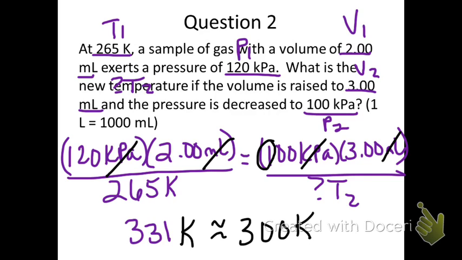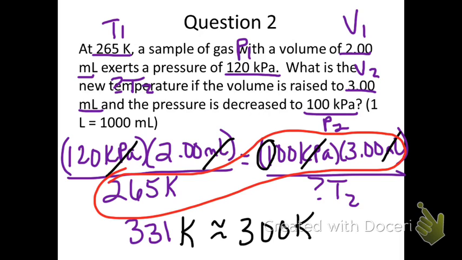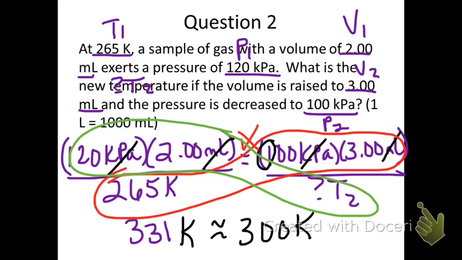Now, if you had trouble with the actual calculation and could not get 331 on your calculator, that's not a chemistry issue, that's a math issue. So I'm going to review that real quick. We're going to cross multiply. I'm going to multiply the numbers that don't have an unknown. So I'm multiplying what I have in red. And then I'm going to divide by the numbers that are in green. So on the calculator, it would be 265 times 100 times 3, divide by 120, divide by 2.